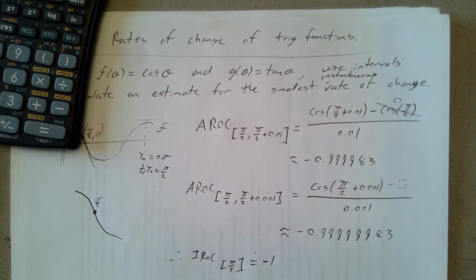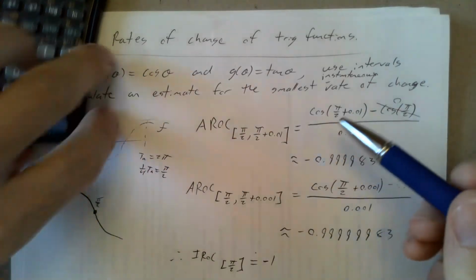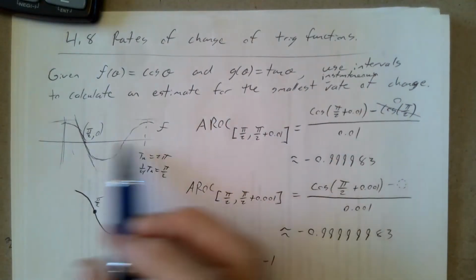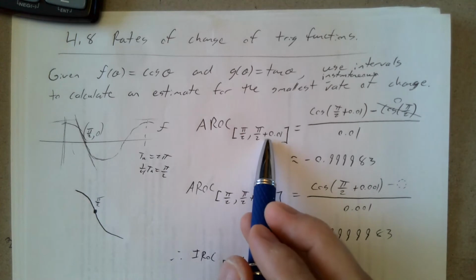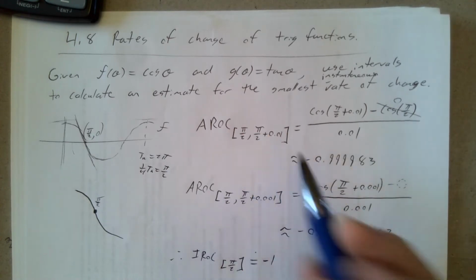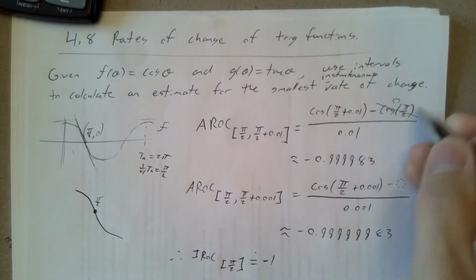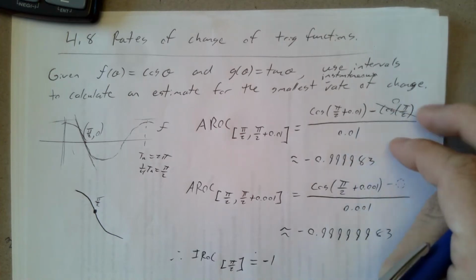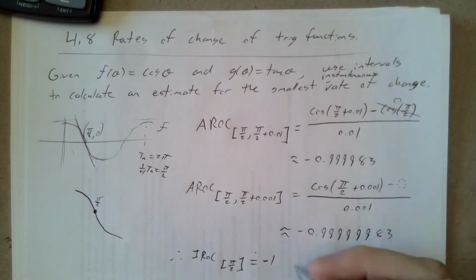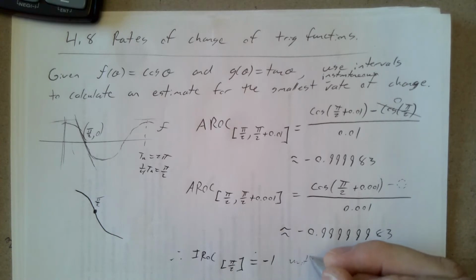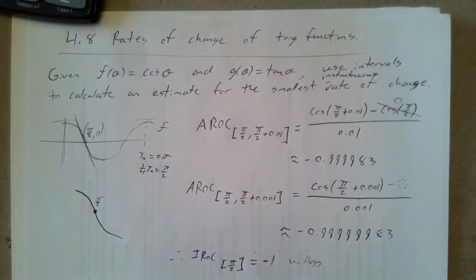Okay. Note the units. Pi by 2 is unitless. My angles are unitless. That means that this 0.01 is also unitless. So I have unitless ratios divided by unitless ratios, giving me a unitless ratio. It's actually just like a slope, a ratio of rise to run.